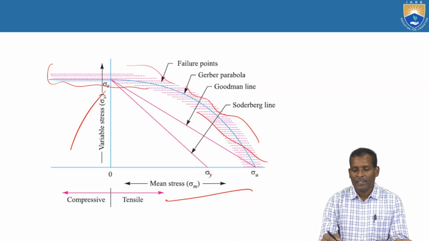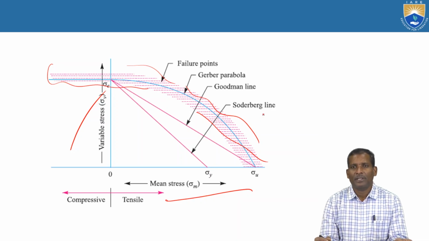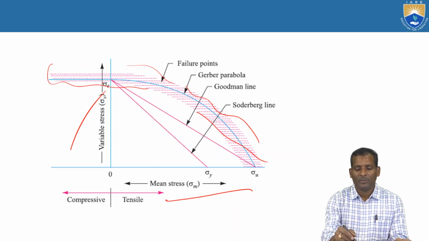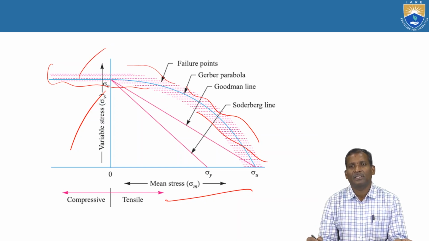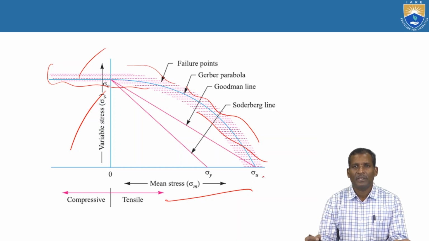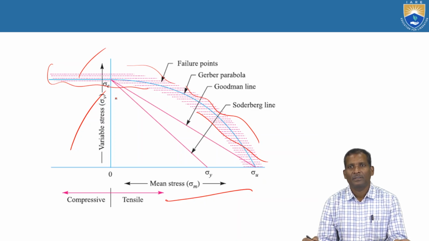So this line is the Soderberg line. This Soderberg scientist derived this equation for calculating the variable stresses. The line is drawn between the sigma E endurance limit and the yield strength. Similarly, the Goodman line method is drawn from the ultimate stress to sigma E.